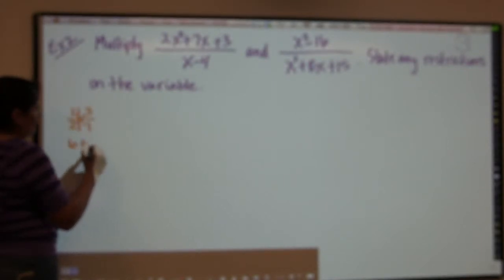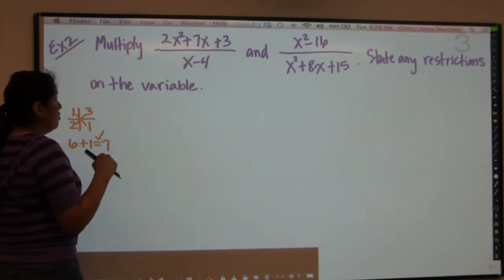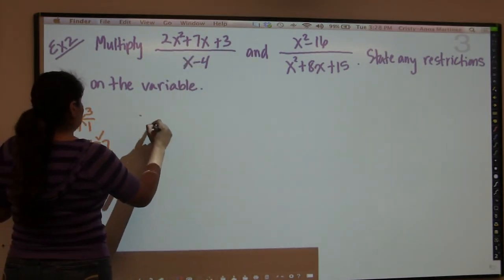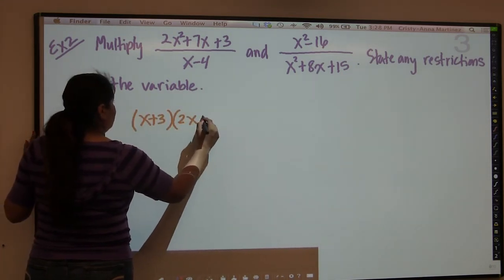1 times 1 is 1. 6 plus 1 is 7. And that's the middle term. So the numerator's factorization is x plus 3 and 2x plus 1.